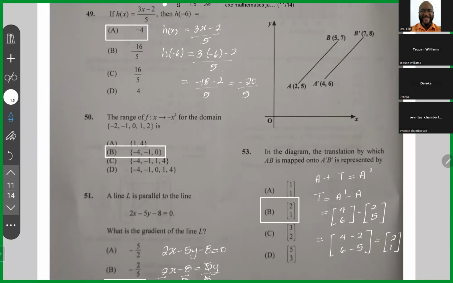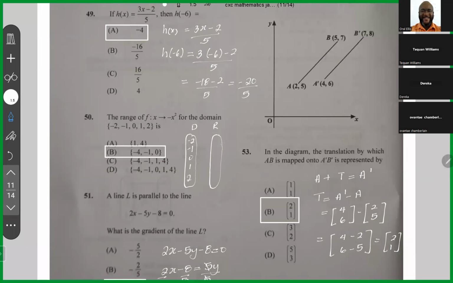It says the range of f of x is equal to minus x squared for the domain. So let's put up our domain elements. The domain elements are minus 2, minus 1, 0, 1, 2. Those are my domain elements. Now, let's put up my range elements.